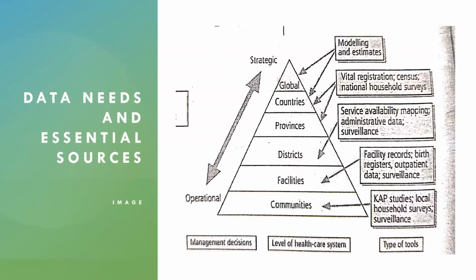Now, this is the diagram showing the data needs and essential sources at different levels of the healthcare system. Starting from the communities, the tools for data collection are the KAP studies, the local household surveys, and the surveillance. At the level of the health facility, the facility records, the birth registers, the outpatient data, and surveillance are important. At district level, surveillance, service availability through mapping, administrative data, and surveillance are the sources of data collection.